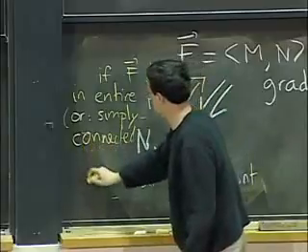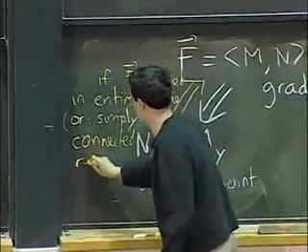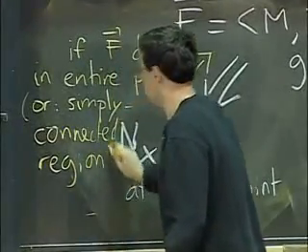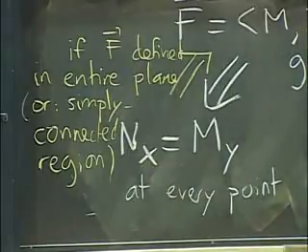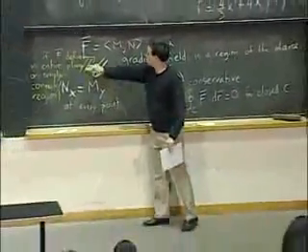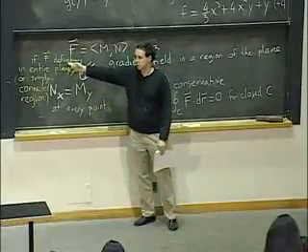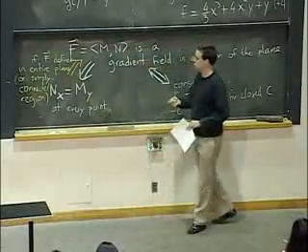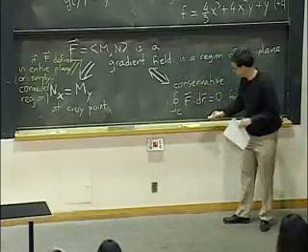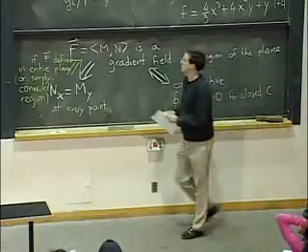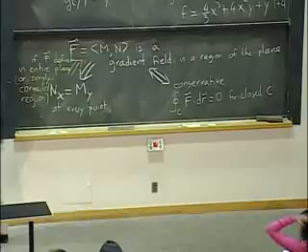I guess some of you can't see what I'm writing here, but it doesn't matter because you're not officially supposed to know it yet. That will be next week. Anyway, the fact that N_x equals M_y implies we have a gradient field holds only if the vector field is defined in the entire plane or in a region that's called simply connected. And more about that later.